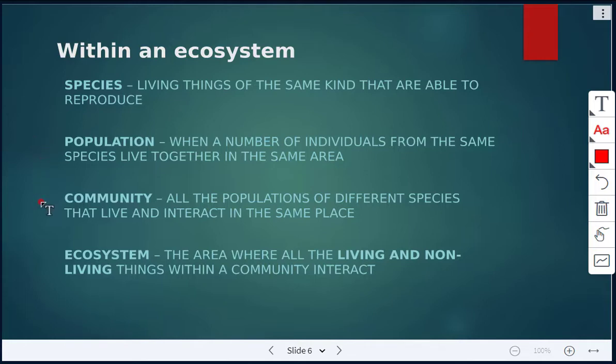After that, we get to a community. A community is going to be all the populations of different species that live and interact in the same place. So a community could be an area that has trees, different species of trees, different species of plants, along with the different species of animals in that same area as well. Next, we get to an ecosystem, and this now is the area where all the living and non-living things within a community interact. So in an ecosystem, we're looking at the interactions between the living and the non-living things, and that's what makes up an ecosystem.